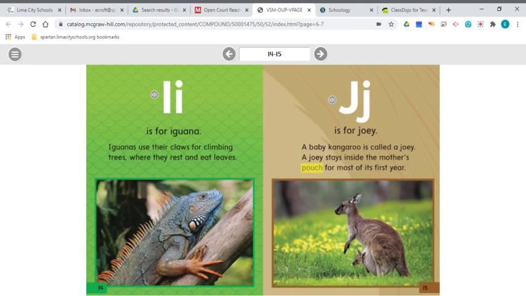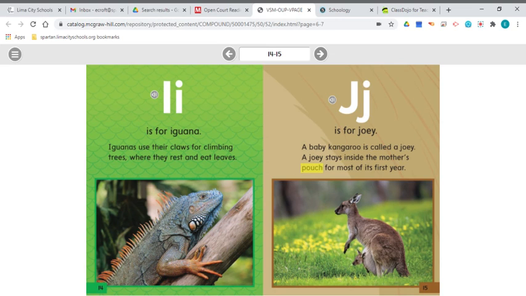I is for iguana. Iguanas use their claws for climbing trees where they rest and eat leaves. J is for joey. A joey stays inside the mother's pouch for most of its first year.